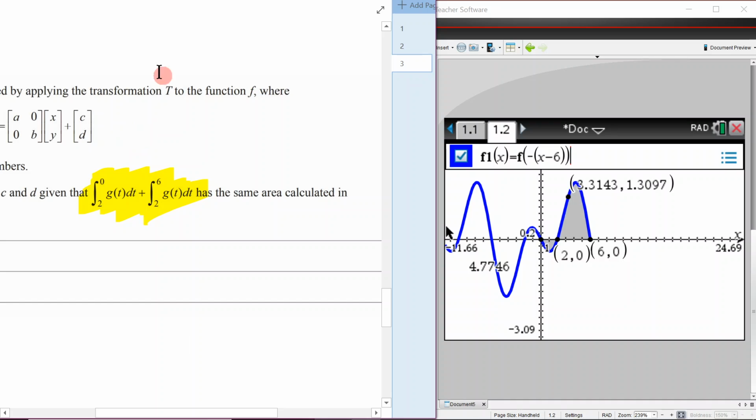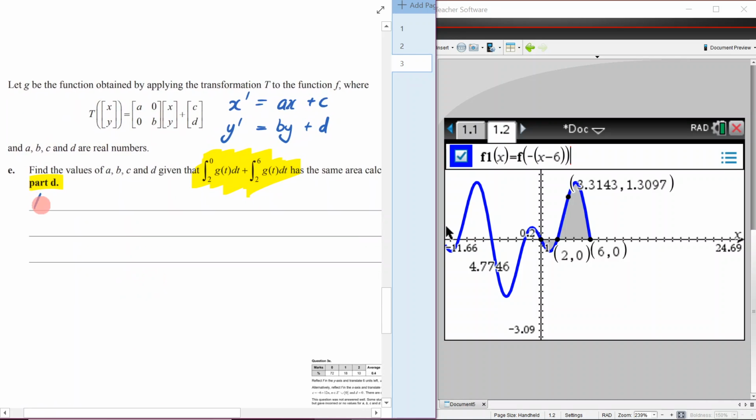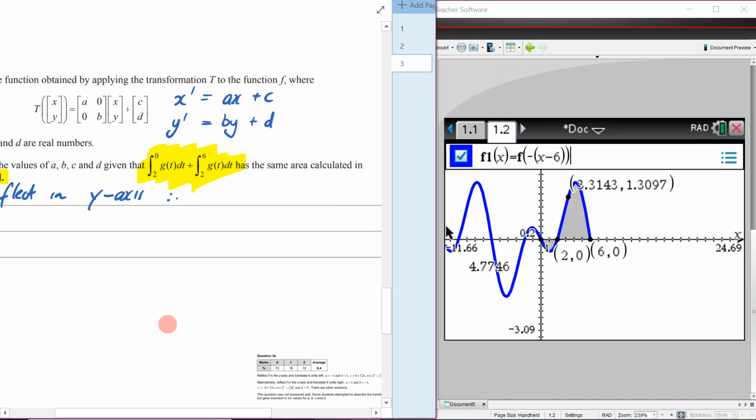Okay, so actually I am going to do what I initially said I was going to do. I'm going to write this out as x dash is equal to ax plus c, and y dash is equal to by plus d. Now, if I am reflecting in the y-axis, that's going to affect my x values. So that means my a is going to be -1.